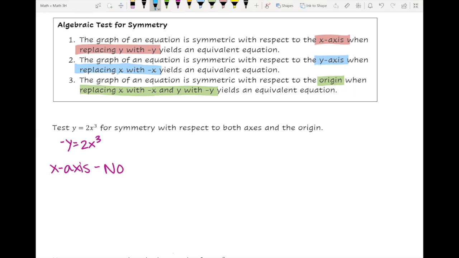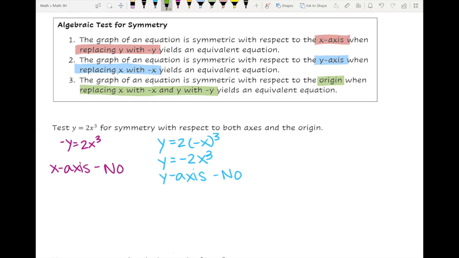Now let's check and see with respect to the y-axis. If it is symmetric with respect to the y-axis, that would be replacing the x with a negative x. Should give us the same thing. A negative x cubed is going to give us a negative in front, so a negative 2x cubed. And again, this does not equal the same thing. Those would not be the same graphs. So for that reason, it is not symmetric with respect to the y-axis.